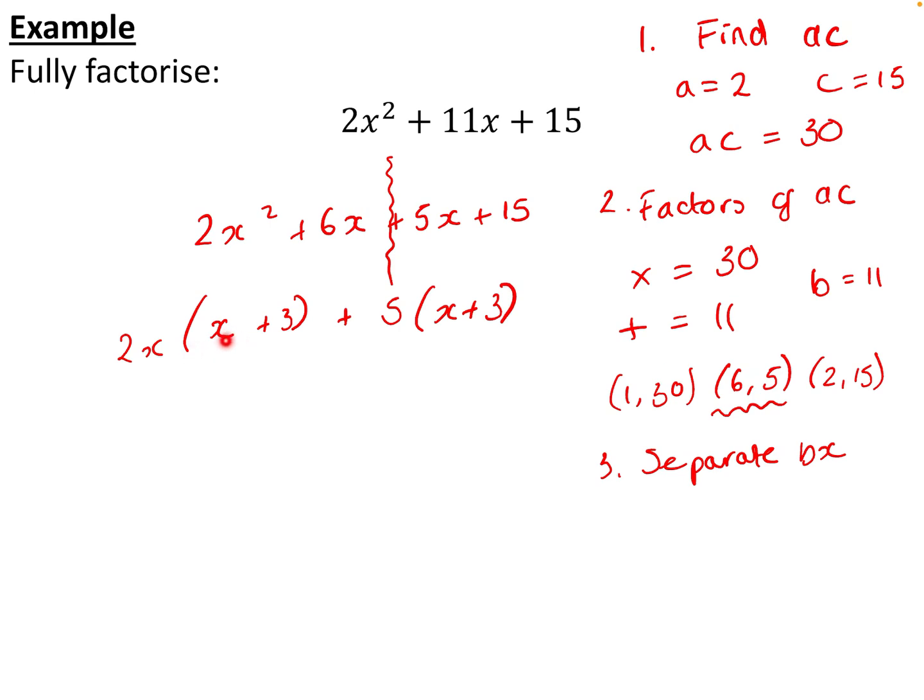Now notice, these two brackets are the same. That should happen. If they look different, you may need to look at your factorisation again. They should look the same. Finally, that was step 4. That was factorising in 2 halves.